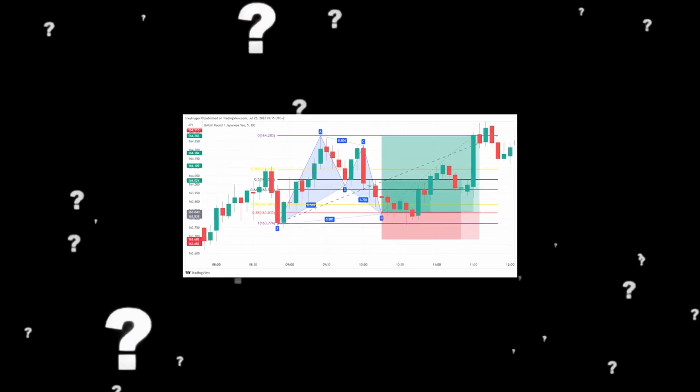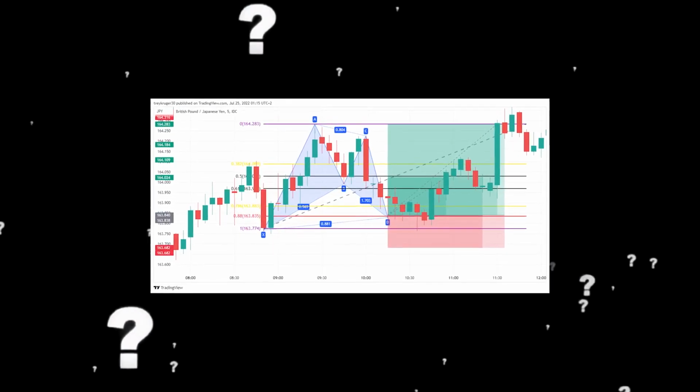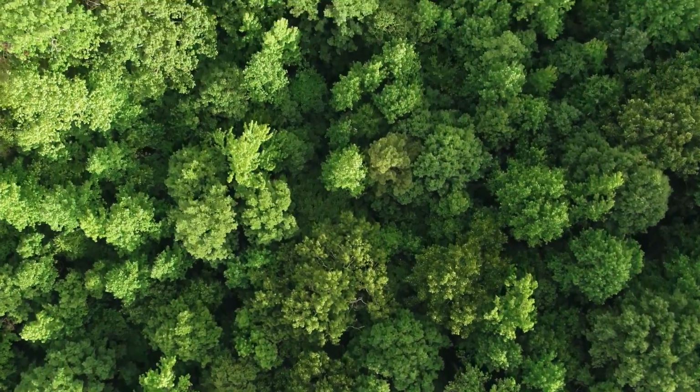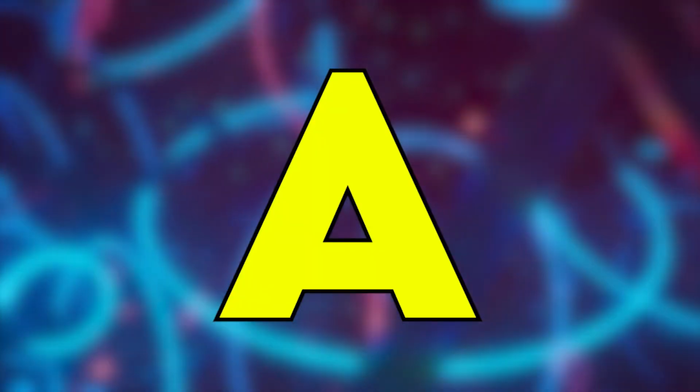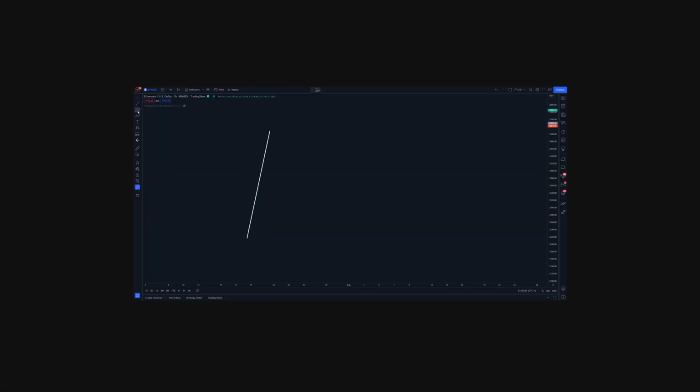Now, let's go over how to actually calculate entries with this strategy. So this first example is going to be for a long trade. This strategy has 4 parts. I'm going to call them A, B, C, and D. The very first thing you want to do is find a large bullish trend moving upwards. Once you find one, grab your Fibonacci retracement tool and draw a Fibonacci level from the bottom to the top of the trend line.